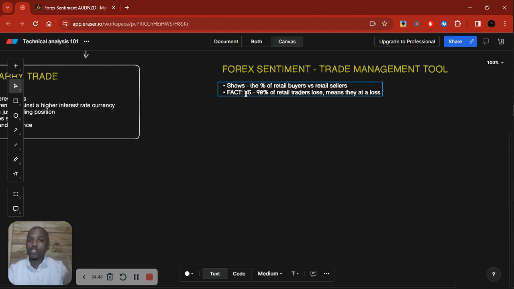But because we are using this tool when the market is already running, or when we already have a position open, it means that if we are in the same direction as the majority based on the Forex sentiment, then we should not expect the trade to move in that direction, right? That is the first thing we need to understand, that the majority of retail traders lose. So with that being said, the market will always move in the opposite direction to the Forex sentiment majority, like I just explained.